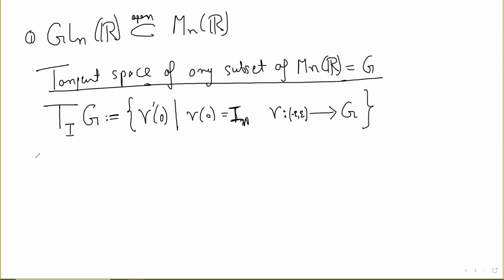Wait, so I'm a little confused. Okay, yeah, I'm sorry. So you're saying that this gamma prime 0 is the matrix. Of course. So why is gamma prime 0 a matrix? So that's fine. Okay. So then x comma y is in T_I G. It implies that the Lie bracket is also in it. So how do you prove this?